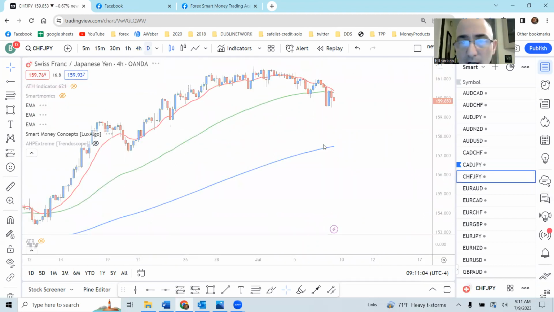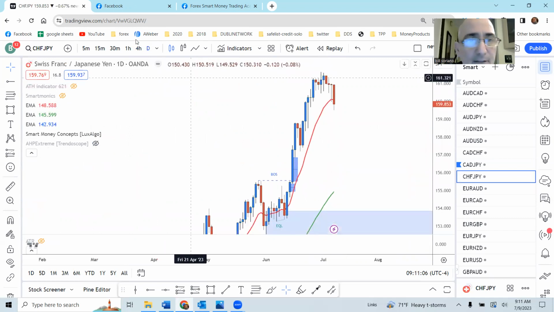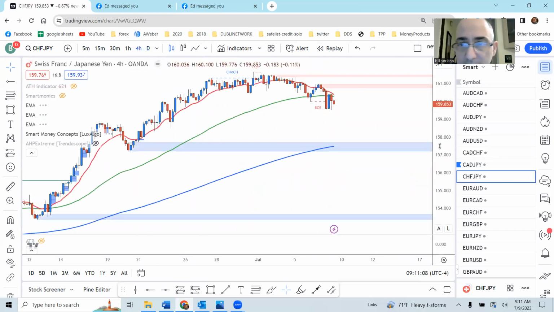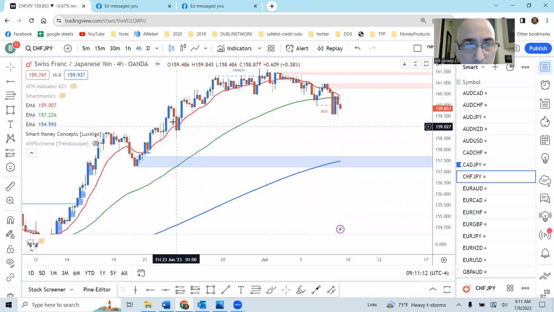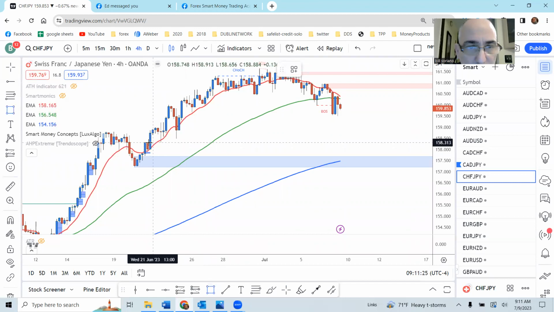CHF JPY. Again, very bullish on the daily. So if we're looking for an order block here, this order block's already been hit. These order blocks have already been hit. So the one I like is right down here, actually, because I got a nice engulfing candle after it. Right? And I'm going to put the point of interest right at the open of that red candle right there.